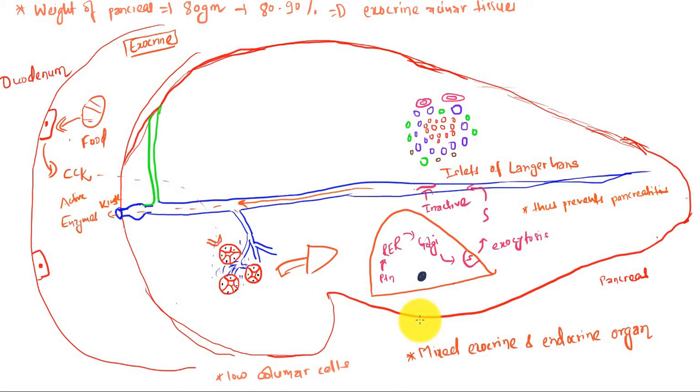The enzymes which especially need activation are the proteolytic enzymes, and they are trypsinogen and chymotrypsinogen. Other enzymes are lipase and amylase, which are also contents of the acinar cells.